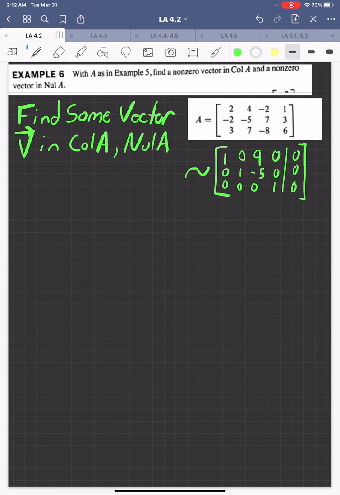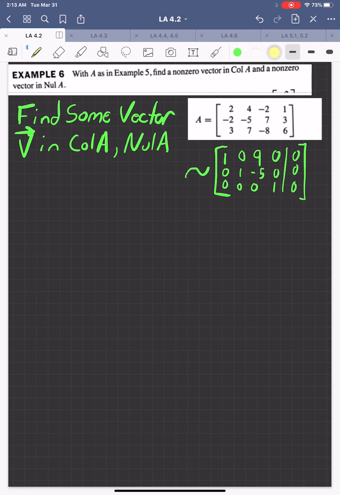Okay, so what am I doing here? Example 6 says, with matrix A used in example 5. So here's matrix A. What we would like to do for example 6 is find a vector, some vector, any vector, just make it a non-zero vector. We want to find a vector that is in the column space, and we want to find a vector that's in the null space.